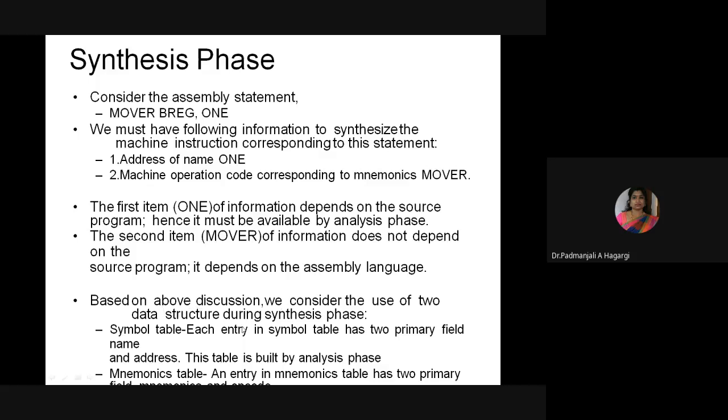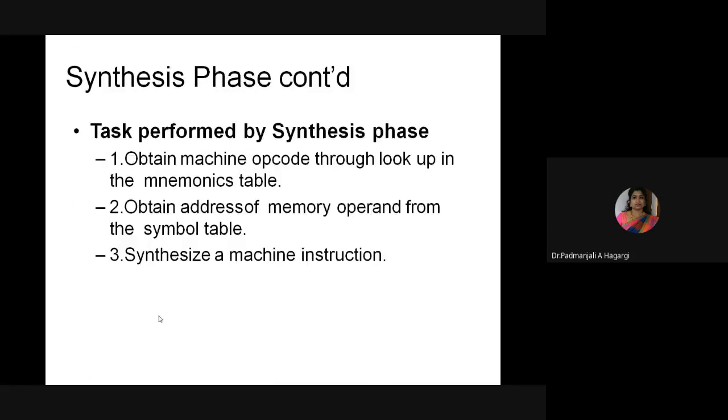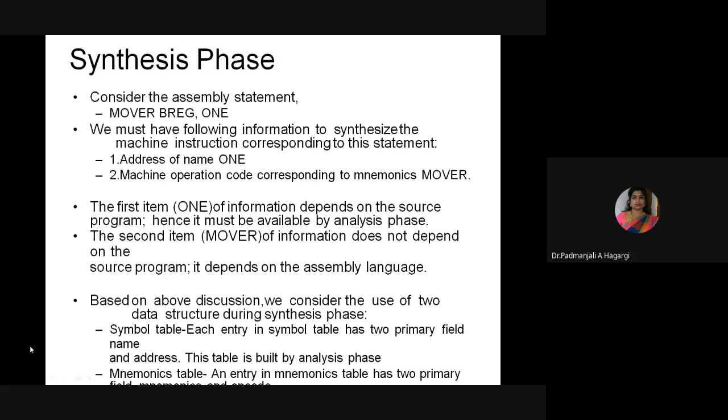Based on the above discussion, consider the data structures used during the synthesis phase. The symbol table has two fields: the name of the symbol and its address. The mnemonic table has three fields, that is, the opcode. Now everything is ready, and it is time to generate the machine code or the object code.